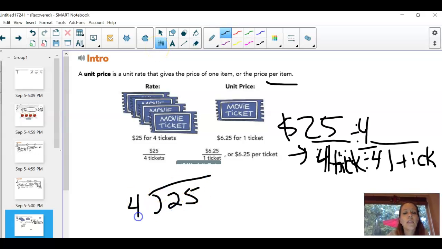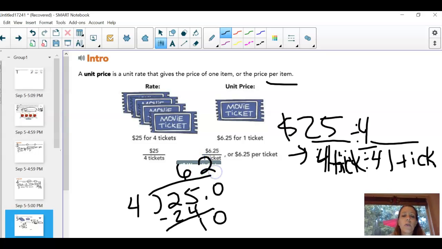I could go like this. 4 goes into 25 6 times. That gets me 24. I have 1 left over, okay? So that's that $1 we were just talking about. So I can add a decimal point and add a 0. I bring that down. 4 times what will get me to 10? Well, 2 without going over. 2 times 4 is 8.